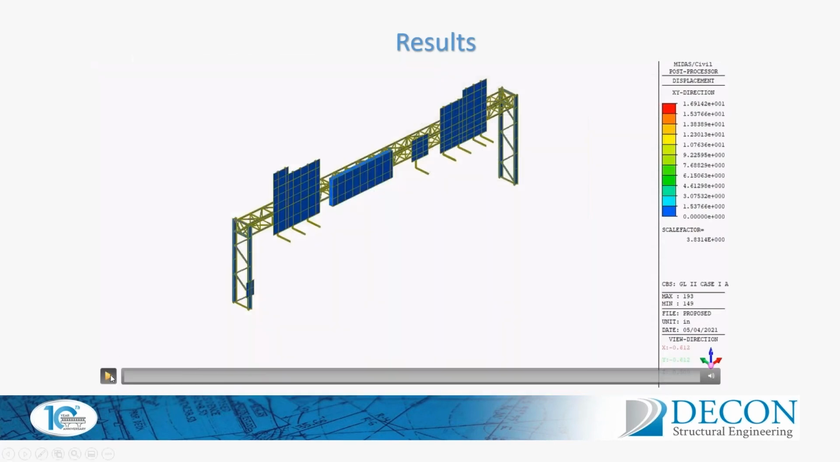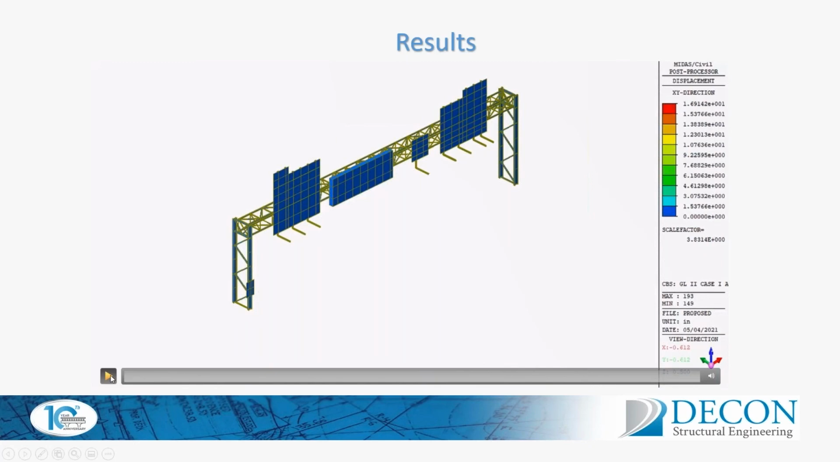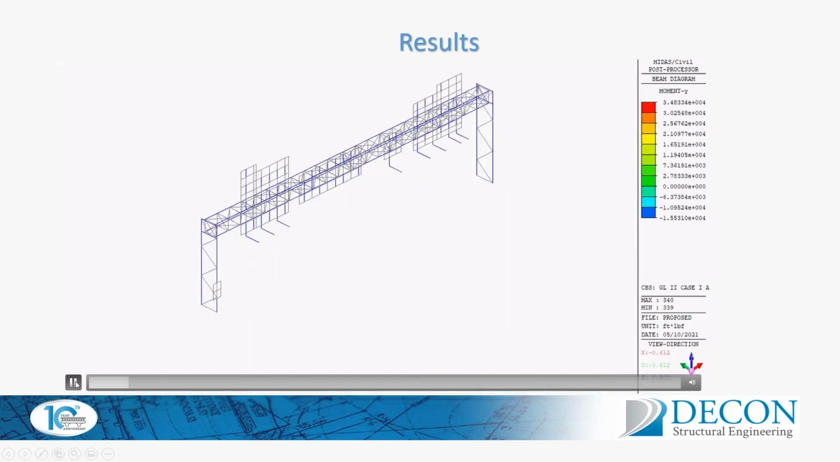This one is a cool animation for deformation in the XY direction for group load 2 case 1A, where we use 100% of the dead load and 100% of the wind load in the normal direction and 20% of the wind load in the transverse direction. This one is an animation for moment in Y direction for the same load case. You can see how the uprights on each side behave.